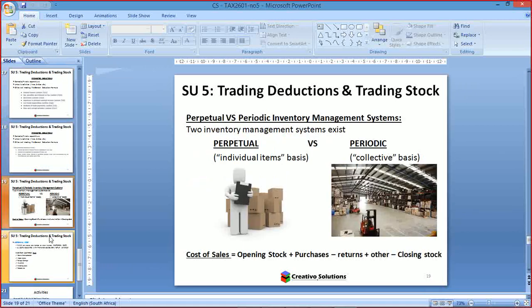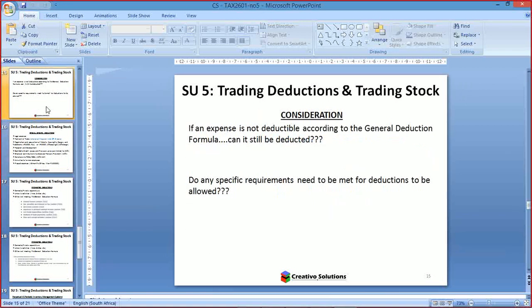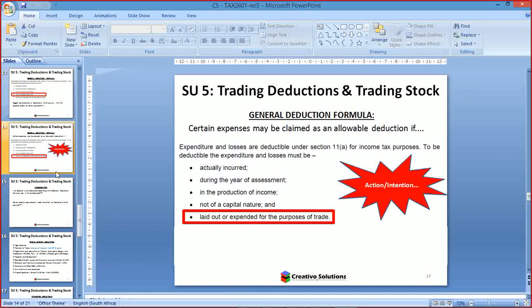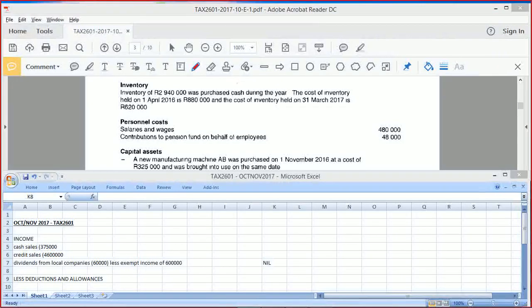Prohibited deductions, perpetual and periodic. Oh yeah, we spoke about the general deduction formula, that's fine. Okay, yeah, trading deductions and trading stocks. Obviously, income that you're generating comes from stock. I should actually show you the textbook, rather the study guide. What study guide would it have been in? Two or three? Two, sir. The second one. Okay. Do you have a page reference? I think trading stocks starts from page 18. Yes, sir.